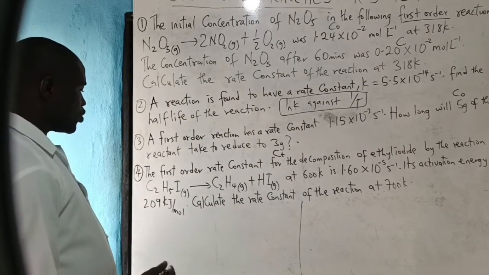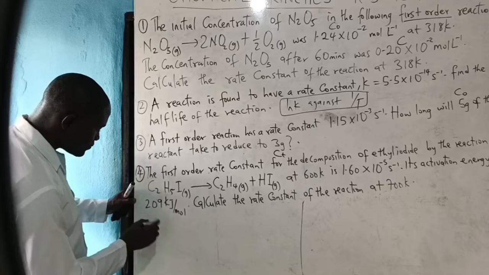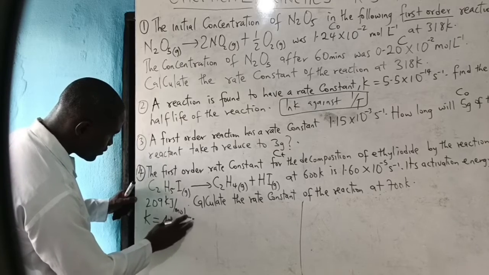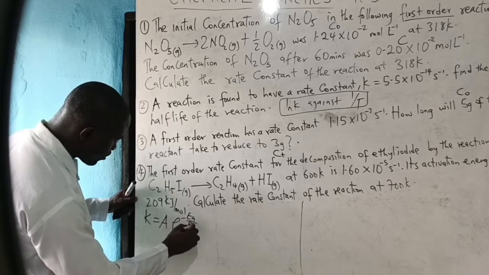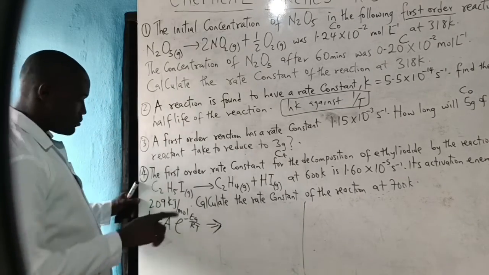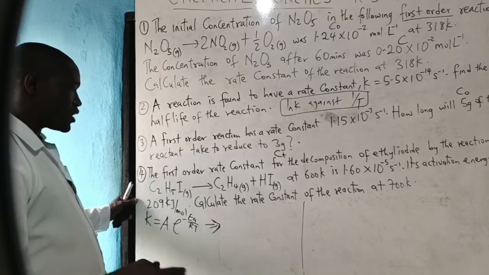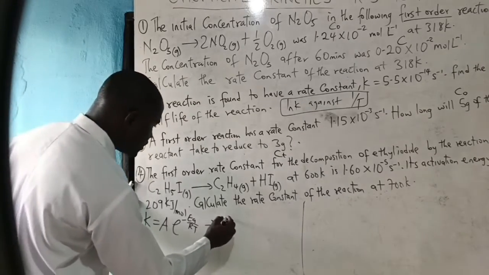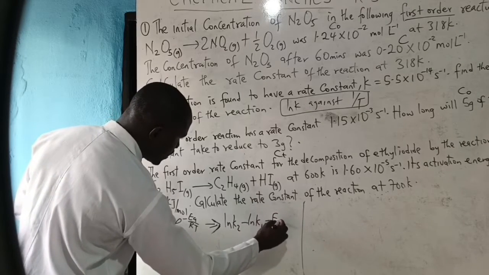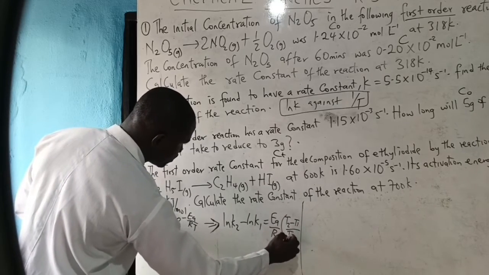What we do is recall the Arrhenius equation, which says that k equals A exponential minus Ea over RT. This is when only one rate constant is given to you. But when more than one rate constant is given to you, you say that ln k2 minus ln k1 equals Ea over R, bracket T2 minus T1 all over T1 times T2.